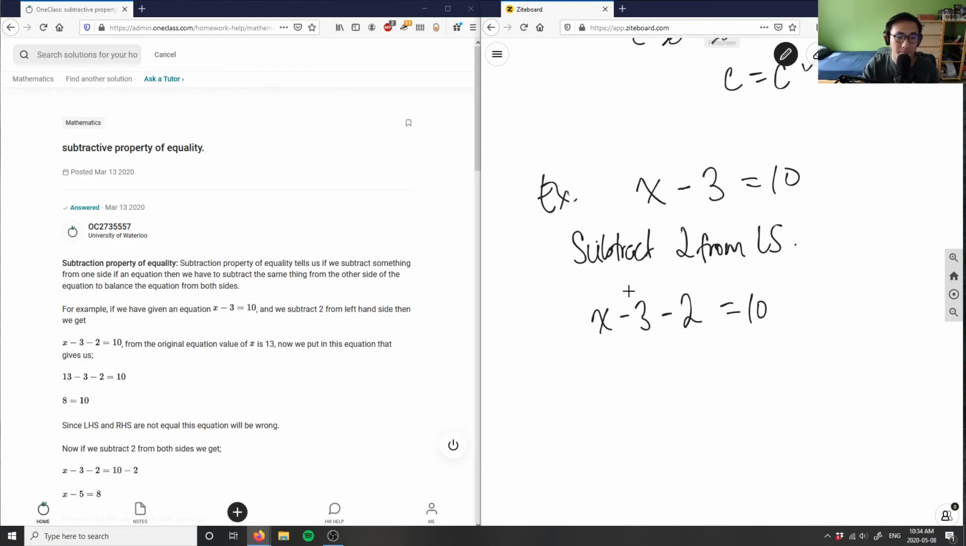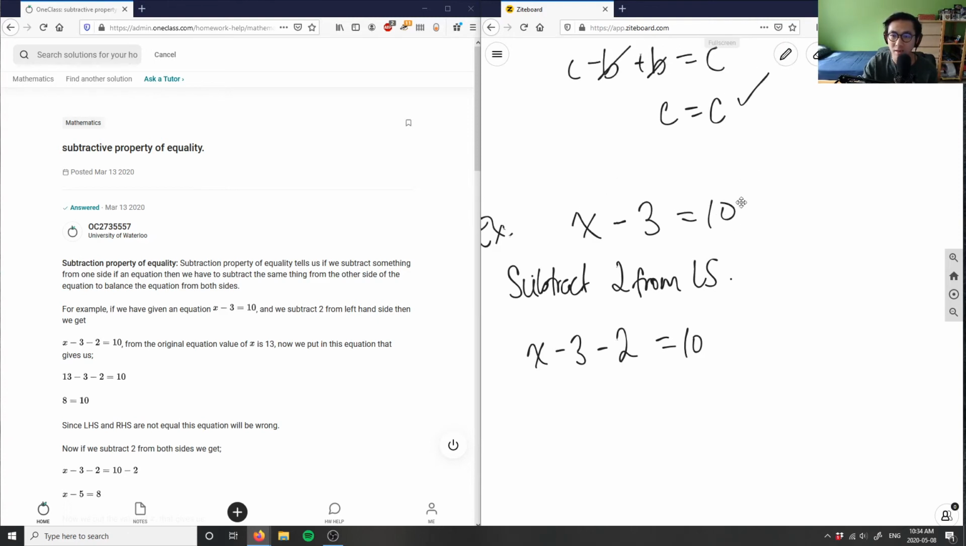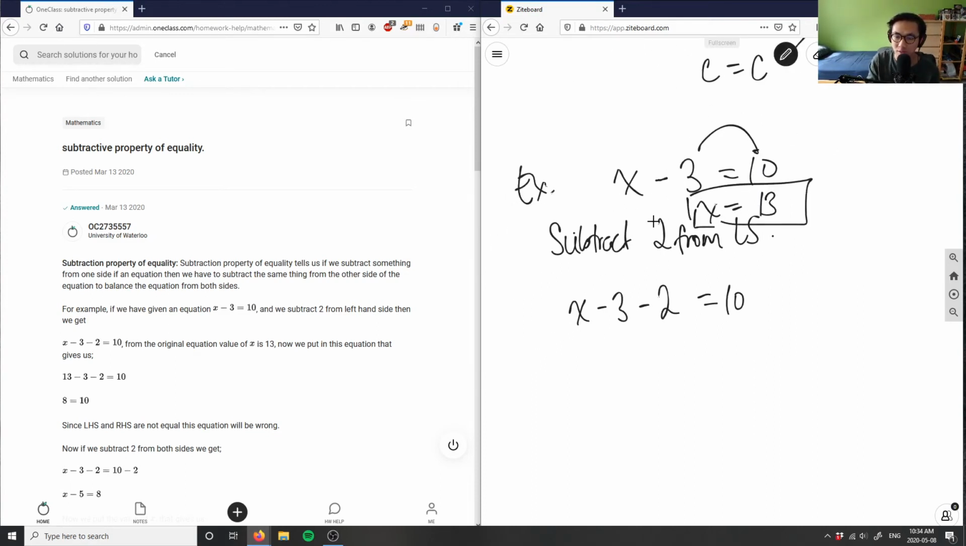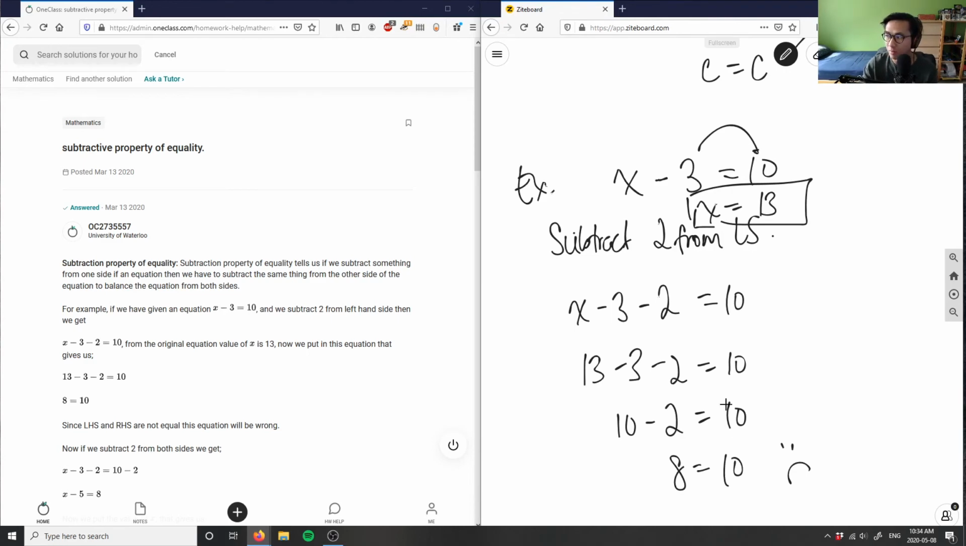From this equation, we can move the 3 to the other side and get x equals 13, because 10 plus 3 is 13. Knowing that x equals 13, I'm going to sub 13 back into this equation. 13 minus 3 minus 2 equals 10. 13 minus 3 is 10, minus 2 is 8, so 8 equals 10. That's no good, that's sad. It shows that the algebra doesn't work here.